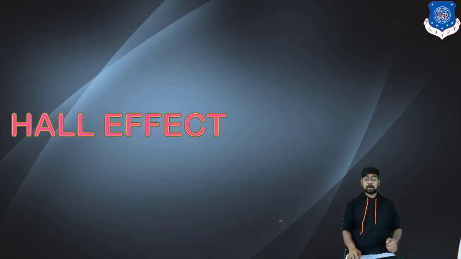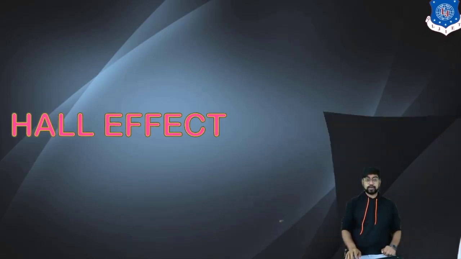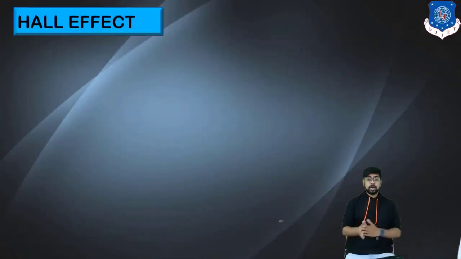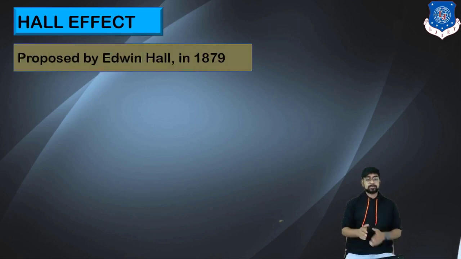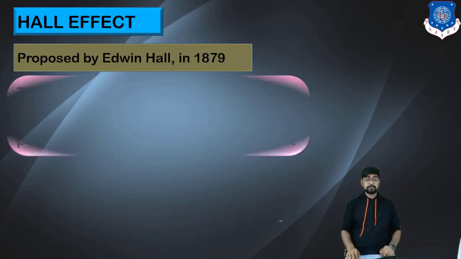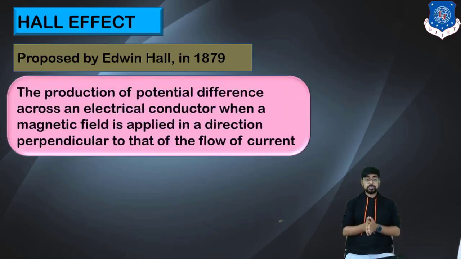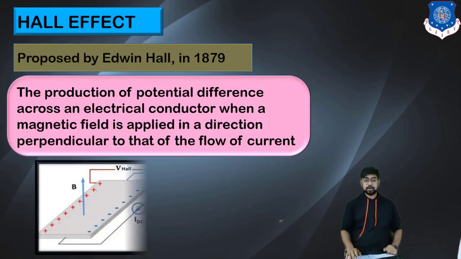Now we will discuss the Hall effect. Now what is basically the Hall effect? The Hall effect was proposed by Edwin Hall in 1879. It is the production of a potential difference across an electrical conductor when a magnetic field is applied in a direction perpendicular to the flow of the current. Okay, so there is a potential difference actually developed when a magnetic field is applied. That is what is to be studied in the Hall effect.